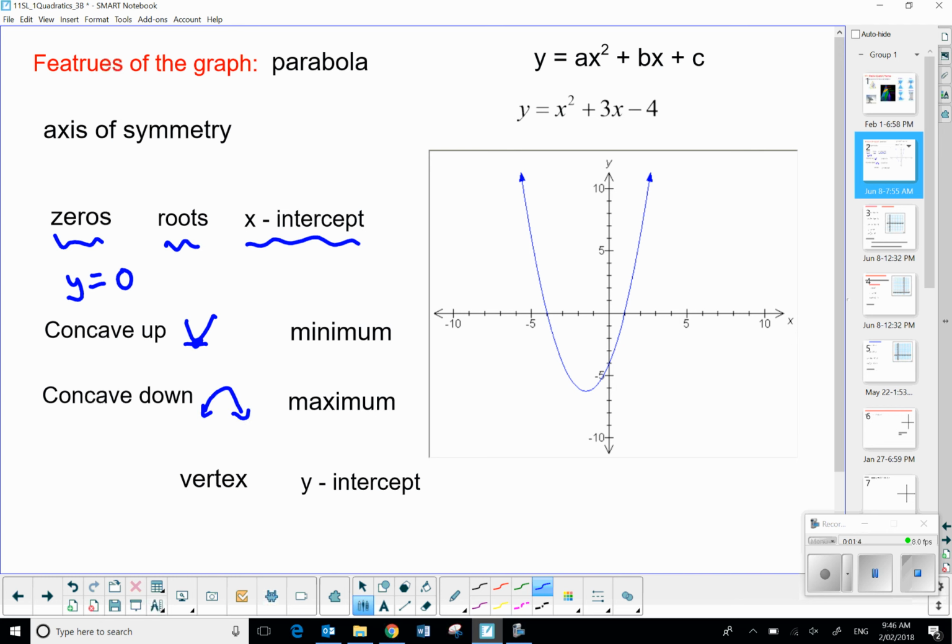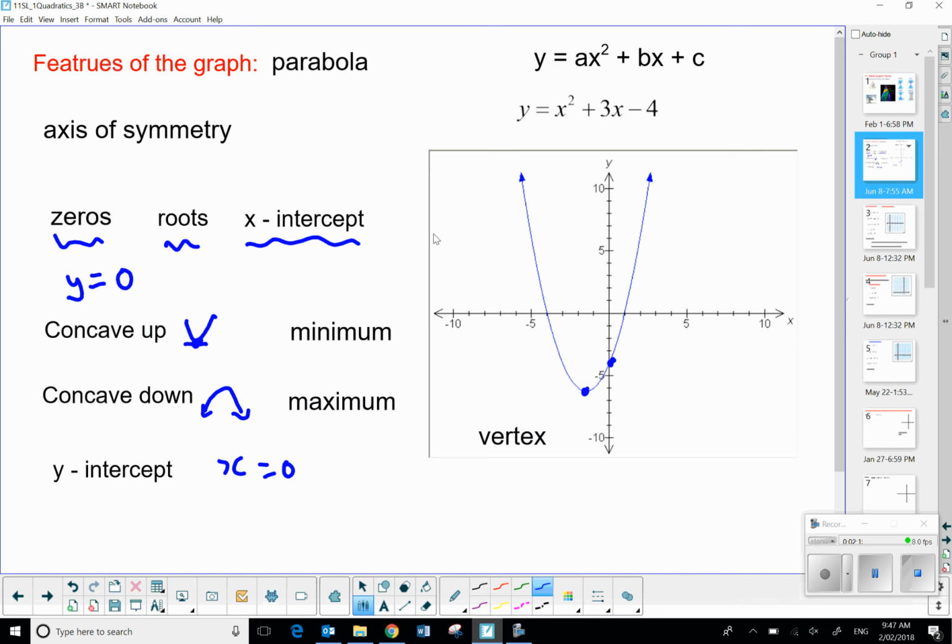We can also talk about the y-intercept. That's when we've got x equal to 0, if you're doing that algebraically. So your y-intercept on this function is at -4. And the vertex, the lowest point of the curve, here's our vertex, we've talked about that, which is in this case a minimum, or it could have been a maximum.